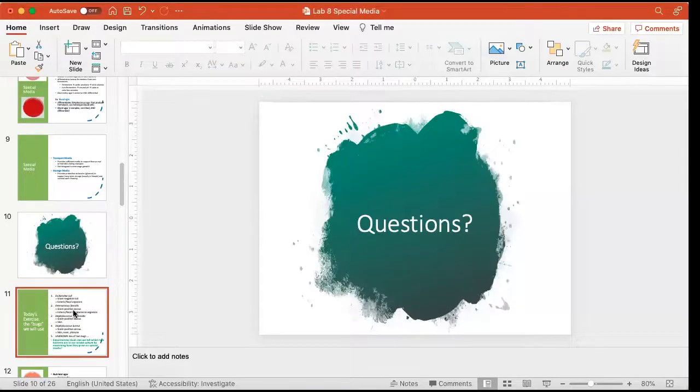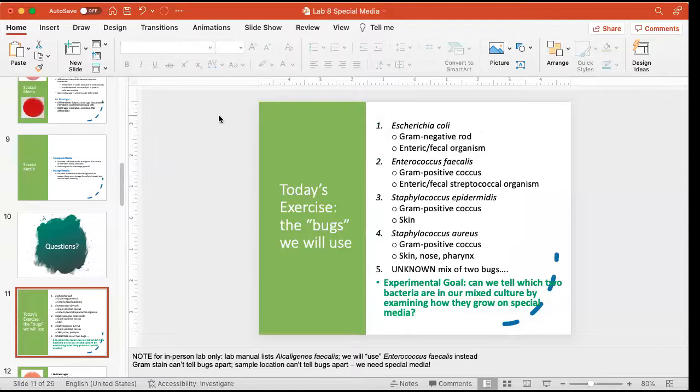All right, so what we're gonna do now is have our virtual experiment. And I'm gonna jump right back in and go back to our slides. So when we have these virtual experiments, and we'll have one most days now from this point forward, the first thing I'm going to talk about is the organisms that we're going to use in our experiment, or the bugs, as I like to call them.